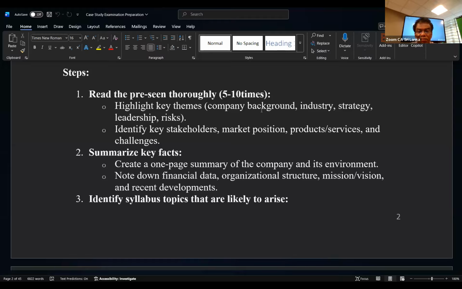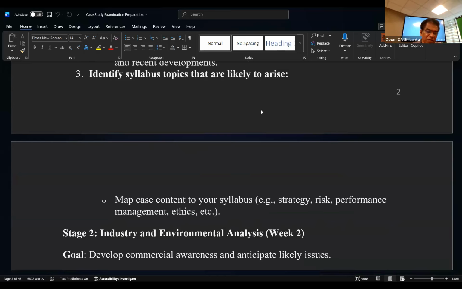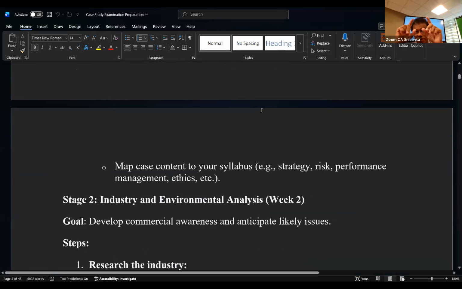Create a one-page summary of the company and its environment. Note down financial data, organizational structure, mission, vision, and recent developments, if those things are available. Map case contents to your syllabus: strategic risk, performance management, ethics, etc. In the financials, everything will be there. Then when you read those things, you must bring them in.